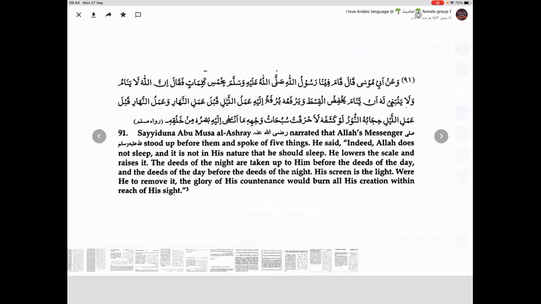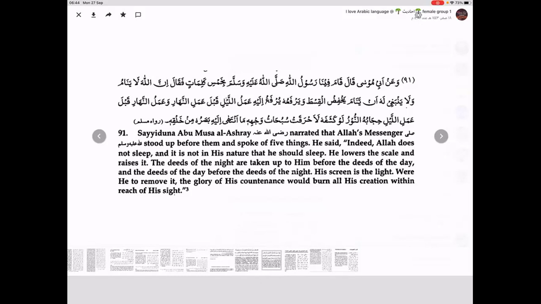Sayyiduna Abu Musa al-Ashari, may Allah be pleased with him, narrated that Allah's Messenger, peace be upon him, stood up before them and spoke of five things. He said, indeed, Allah does not sleep, and it is not in His nature that He should sleep. He lowers the scale and raises it. The deeds of the night are taken up to Him before the deeds of the day, and the deeds of the day before the deeds of the night. His screen is light. If He removed it, the glory of His countenance would burn all His creation within reach of His sight.